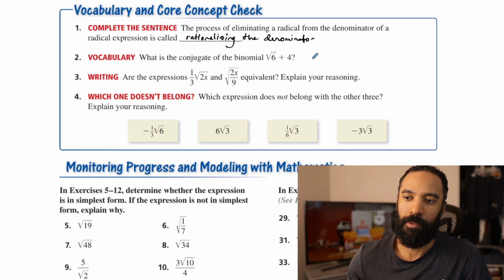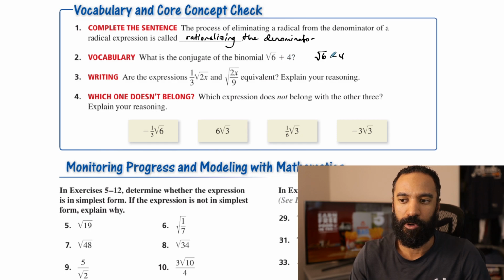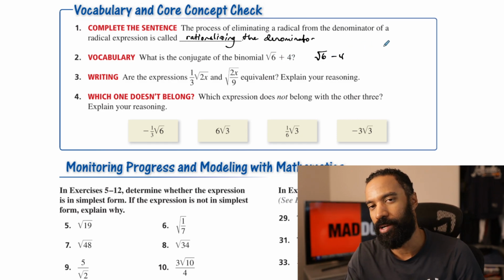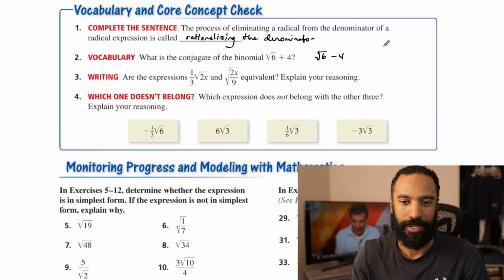What is the conjugate of the binomial root 6 plus 4? It's root 6 minus 4. This is the one that when you multiply one by the other, creates a difference of 2 squares. No more radicals. Radicals be gone.